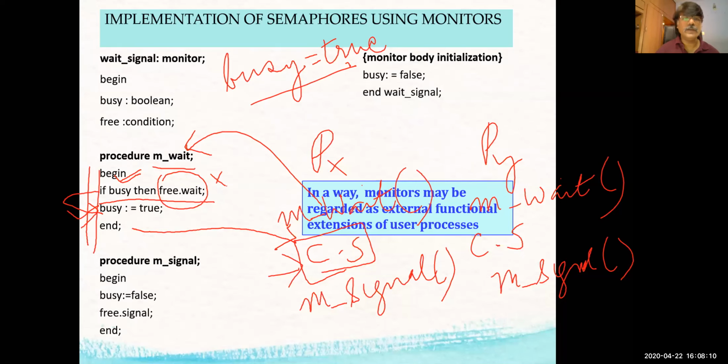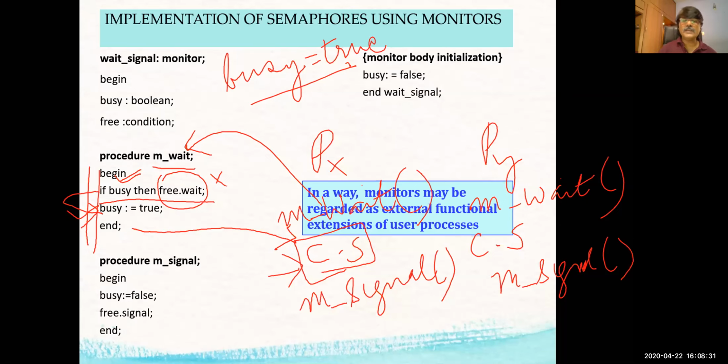Mwait started executing. Busy was initially false, so free.wait will not be executed. The control goes to the next line, that is, busy is set to true. After busy is set to true, the control returns back to PX, that is process X. As soon as the control returns back, process X will enter the critical section. And the value now set by process X is true.